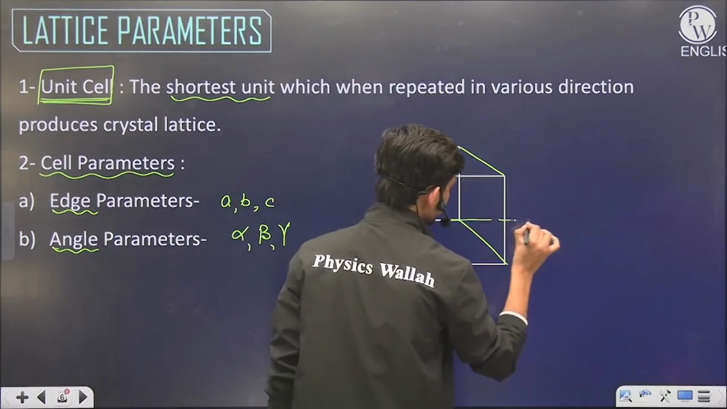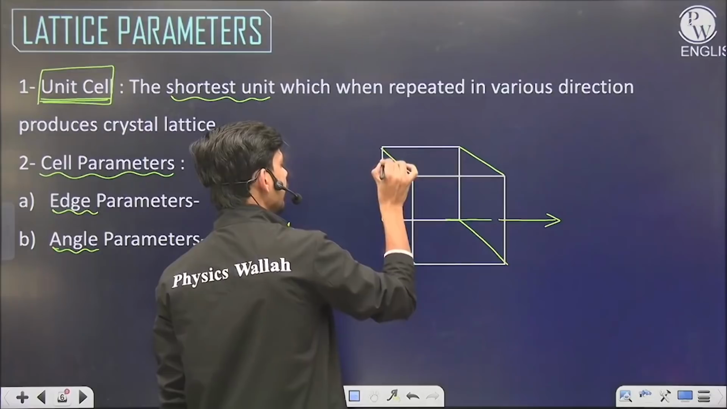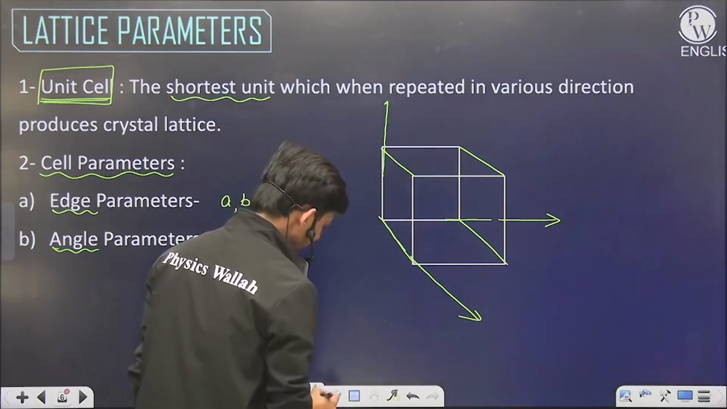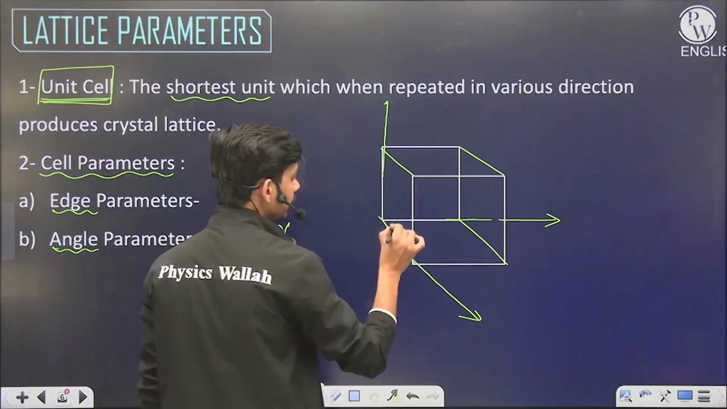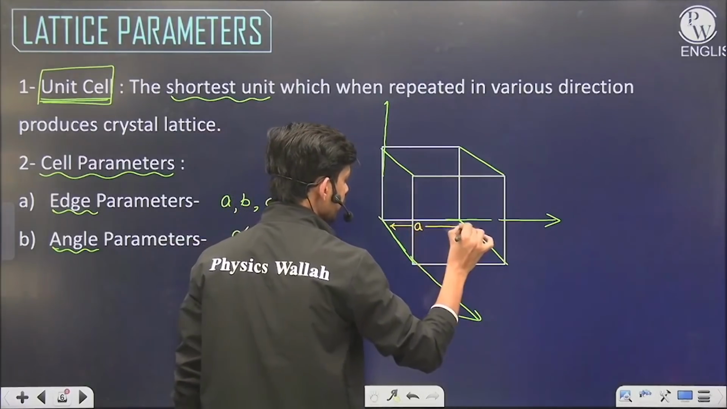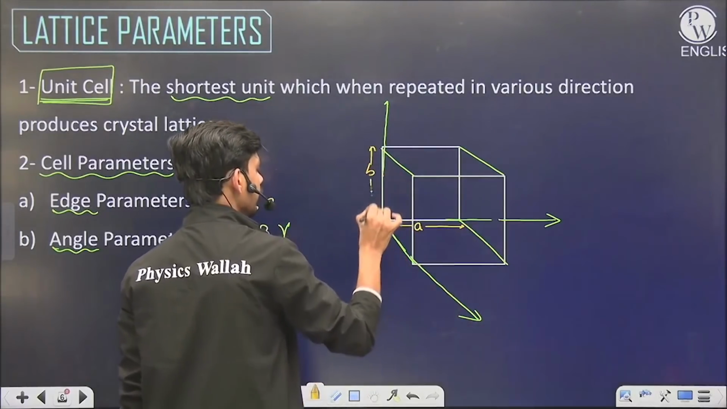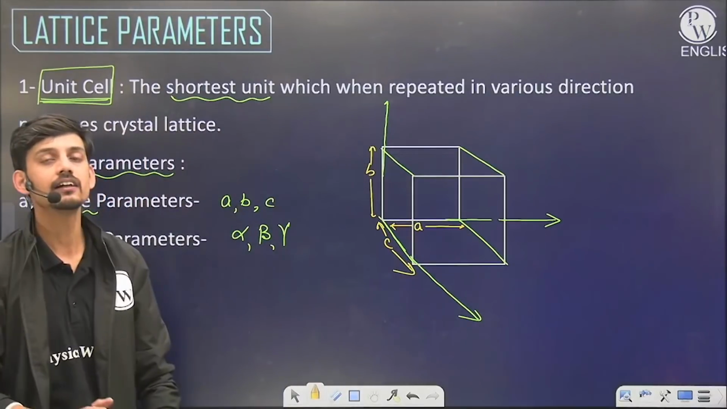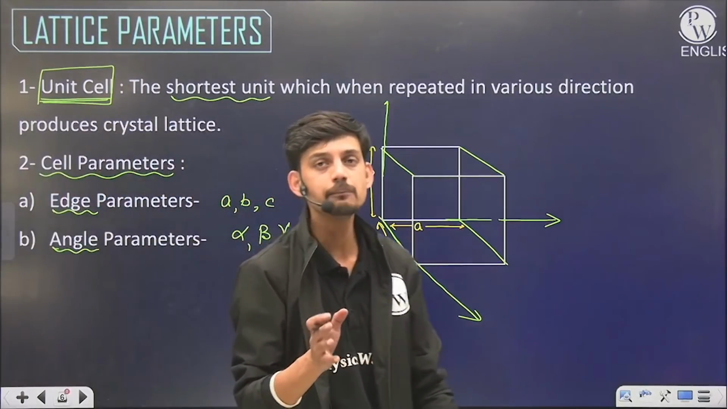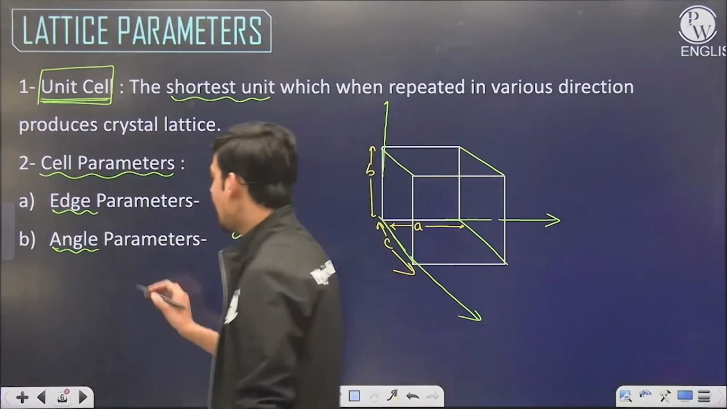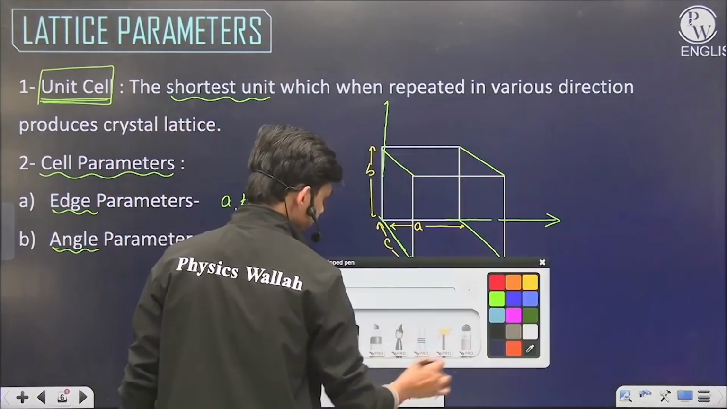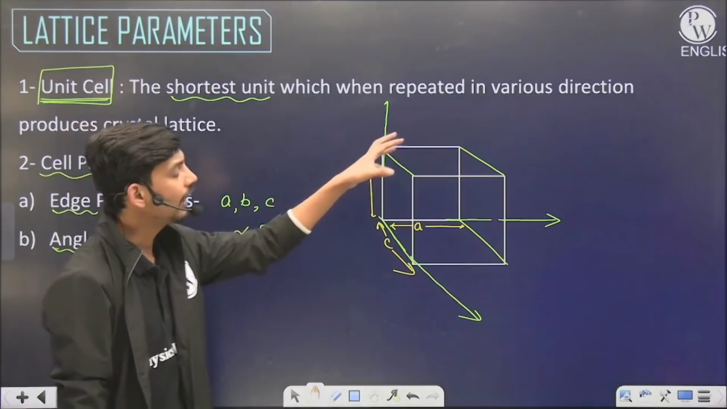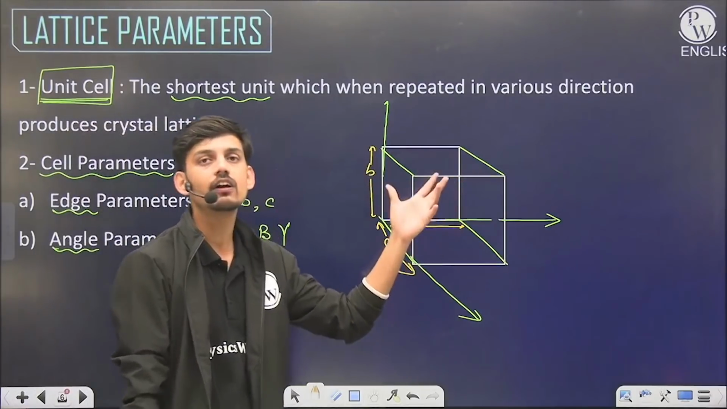Why these parameters? We have 3 directions in which to measure the length of the solid. The lengths in these three directions are represented by the three parameters a, b, and c, and the angles are between these three directions. For cubic, the angle is 90 degrees obviously, but for other crystal systems, it could be less than 90 or greater than 90.